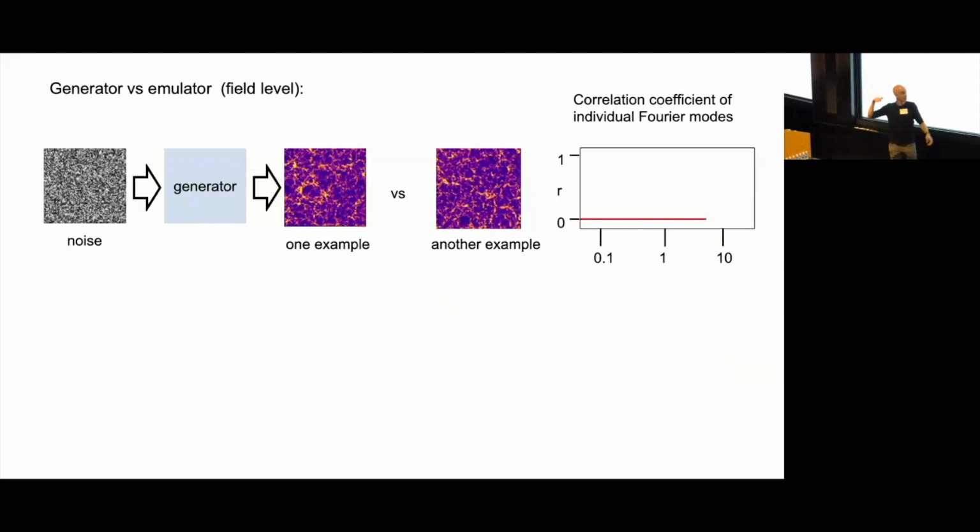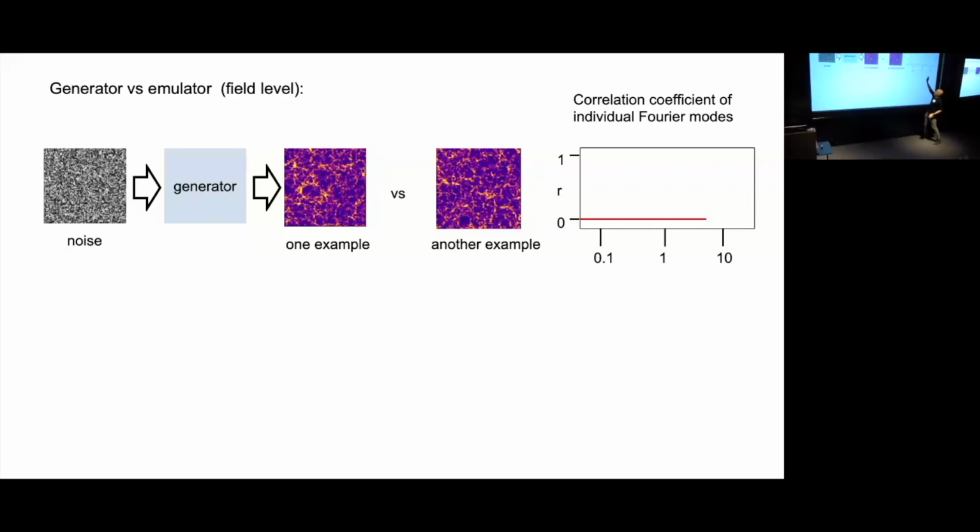If you put different noise in, you get another example. And if you look at the cross correlation, and we've already seen in several talks, the correlation coefficient of the individual Fourier modes in these two examples, because they started from different random noise, they will have a zero correlation, okay? And so this is something that's generated, right?